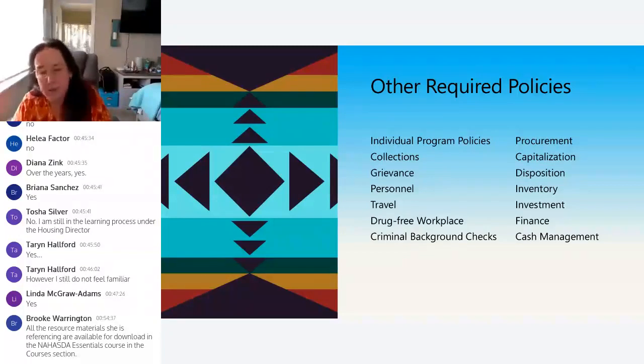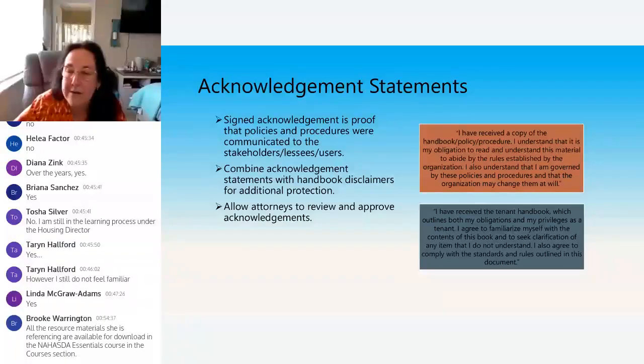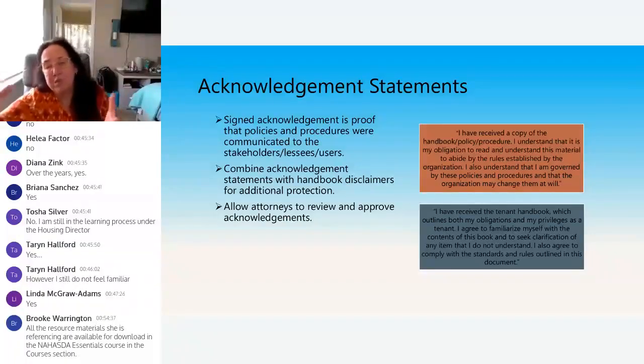Personnel policies, travel policies, drug-free workplace, criminal background checks, procurement, capitalization, disposition, inventory, investment, finance, and cash management, just to mention a few. Make sure your policies are up to date, okay? You can use acknowledgement statements.